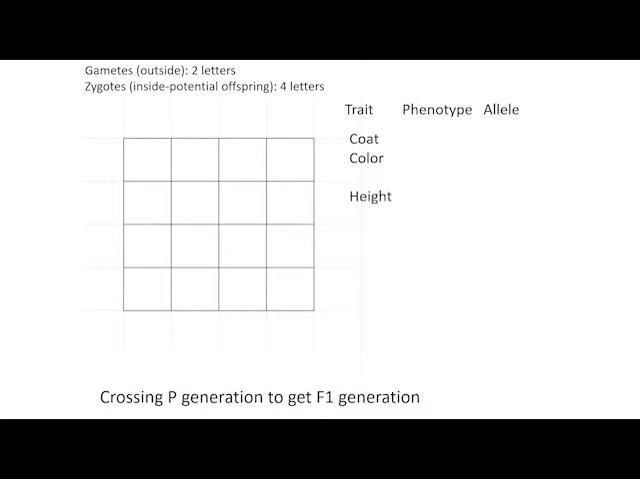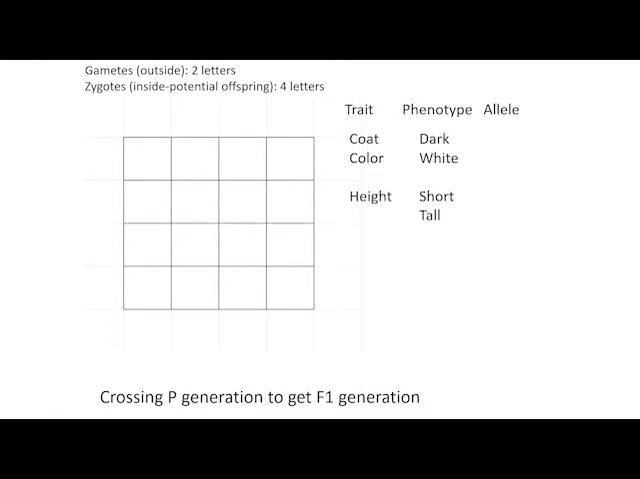Now today we're going to choose 2 different traits. We're going to say we're looking at an animal, and they have a difference in coat color, as well as in the height that that animal can grow. So those would be our 2 traits. Sometimes we refer to those as what our genes are coding for. We have one gene coding for coat color, we have one coding for height.